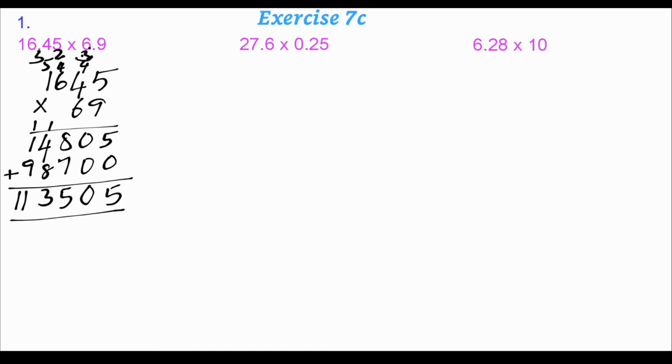And then count the decimal places in both the multiplicand and the multiplier. One is the multiplicand and another one is the multiplier, right? So add the decimal places: 1, 2 and 3. You have 3 decimal places, starting from the right. So 11, it is 113.505. This is our answer.